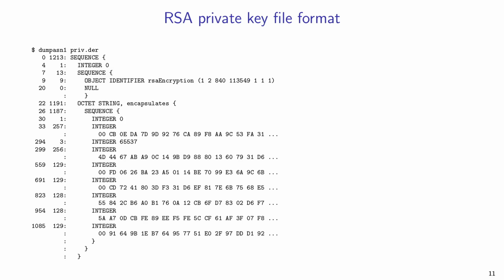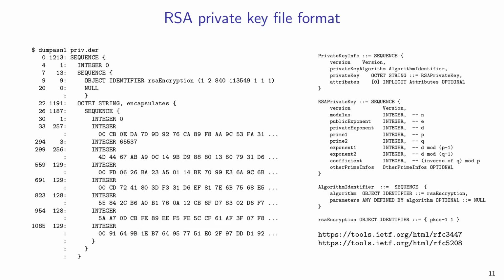If we dump ASN1 in the file, we can see a sequence with many integer fields. This one we can recognize. This is the public exponent. This first one is the modulus. This is the private exponent D, then primes P and Q, and other values.